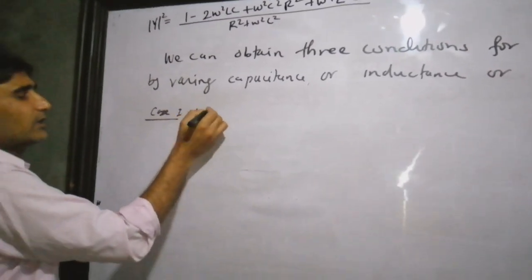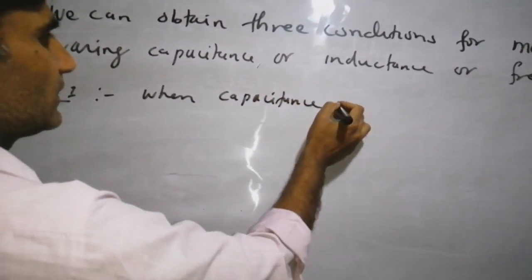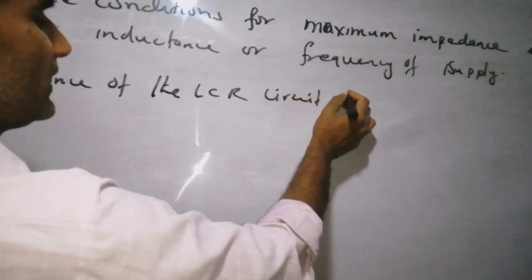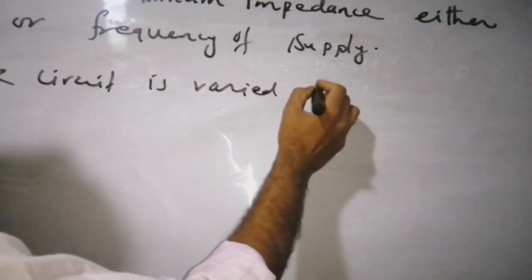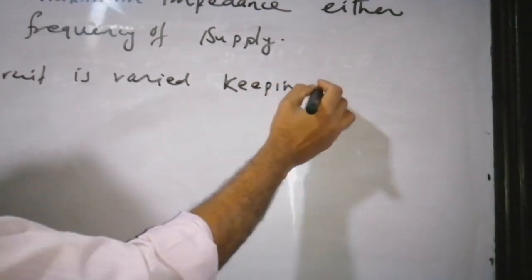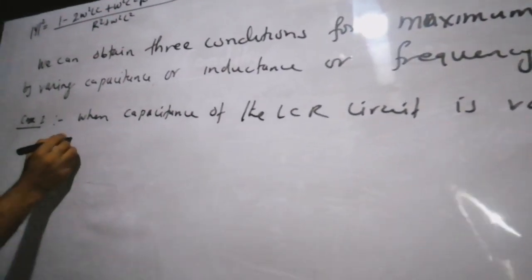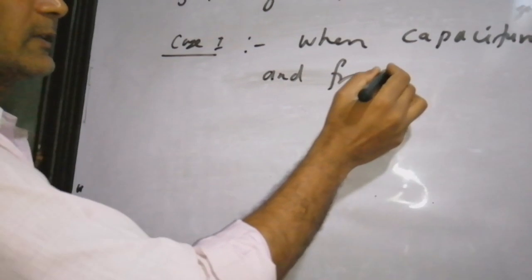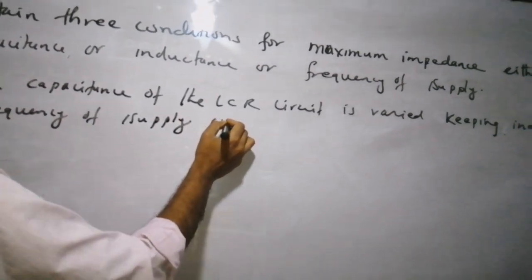Case first we'll consider when the capacitance of the LCR circuit is varied, keeping inductance and frequency of supply constant.